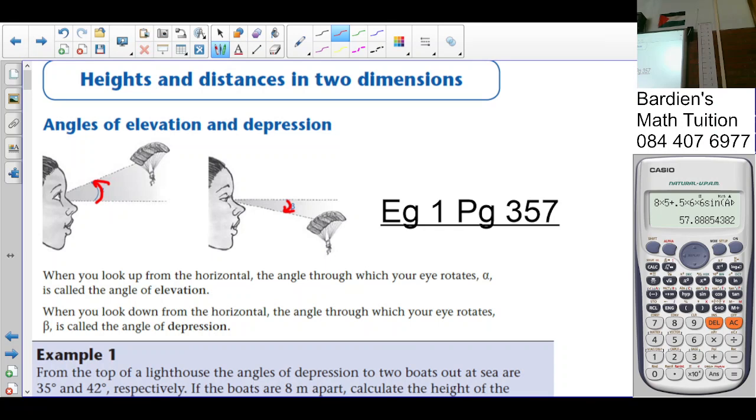So again, from horizontal looking down, this is your angle of depression. You look down from the horizontal, the angle through which your eye rotates, beta, is called the angle of depression.